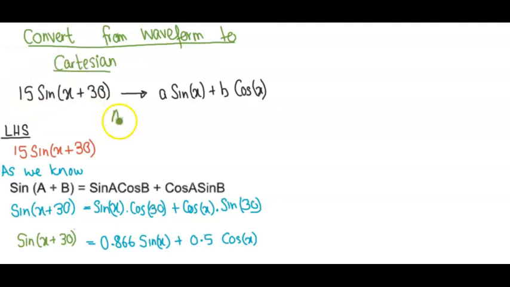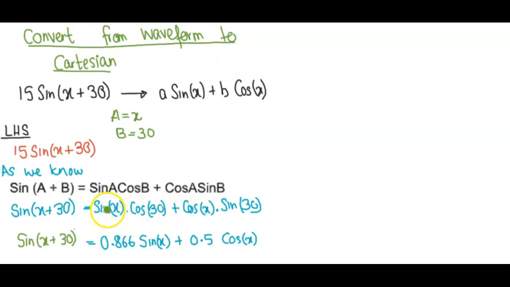So big A is x, big B is 30. And you just put the values here. Wherever you see A, put x. Wherever you see B, put 30.